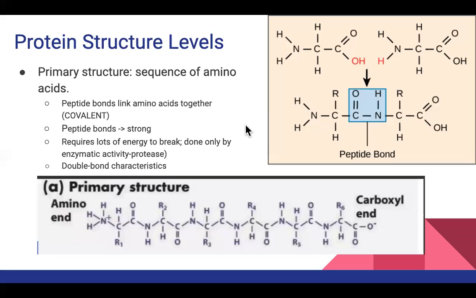I'm sure we've gone through this 10 times, but the primary structure is a sequence of amino acids. They're formed by peptide bonds, which are really strong. So they have this double bond characteristic. Does anyone remember why they have a double bond characteristic?